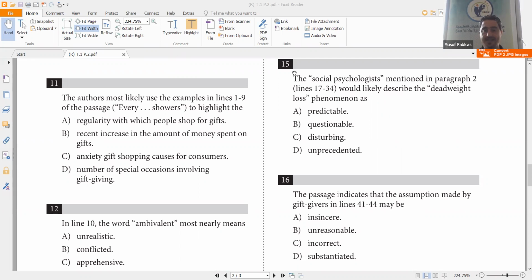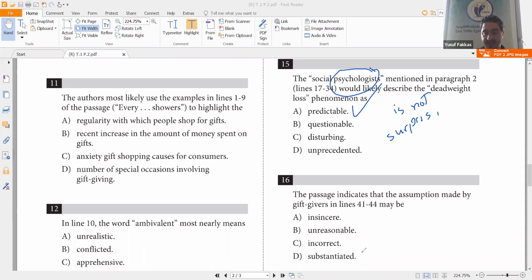Yes, exactly. Thank you, guys. So the answer is A. They would describe this phenomenon as predictable. Why? Because in the passage, it's mentioned that it is not surprising. And that's why the answer should be A, predictable.